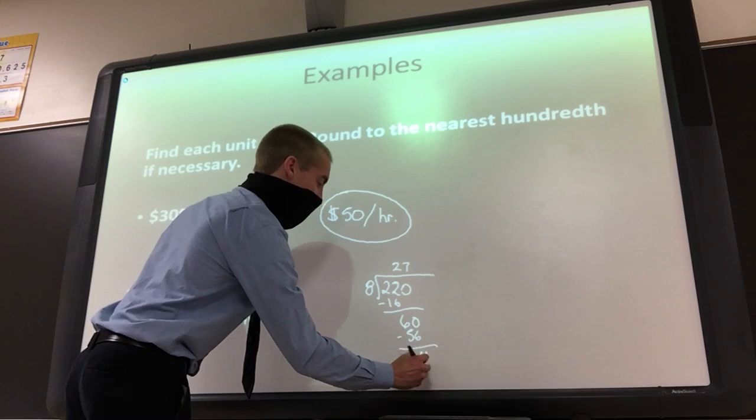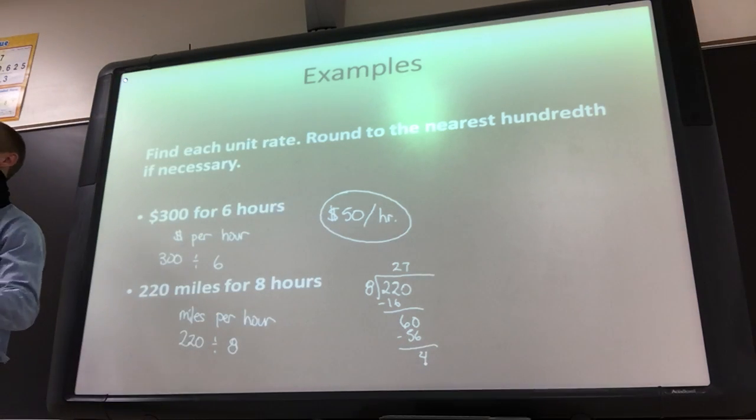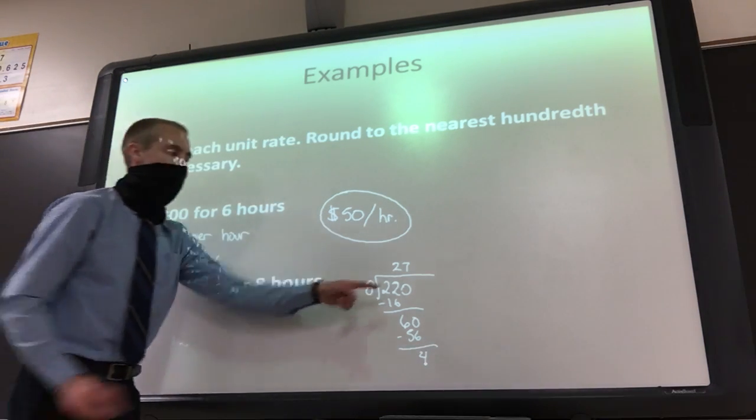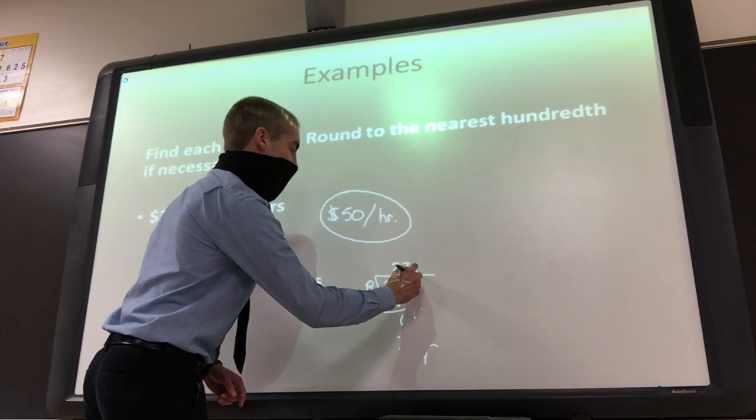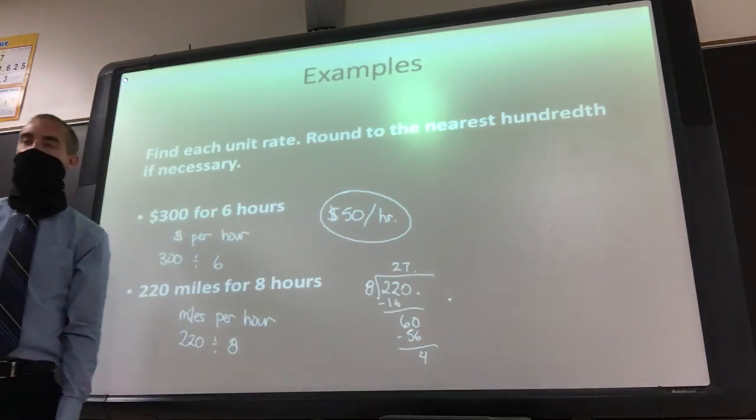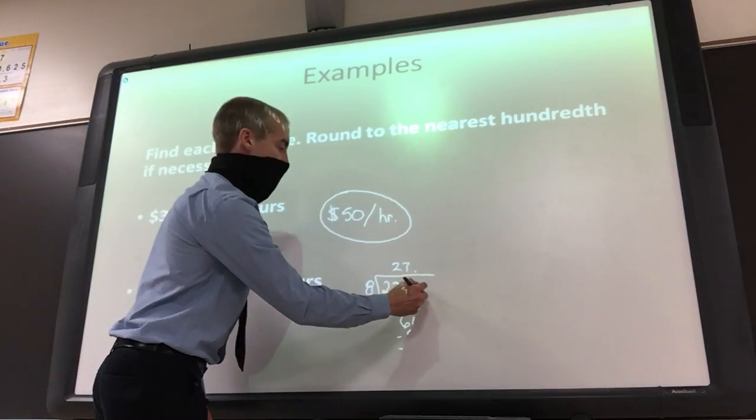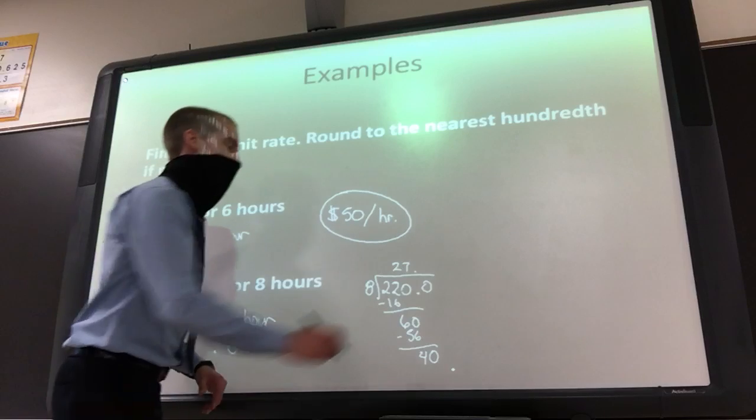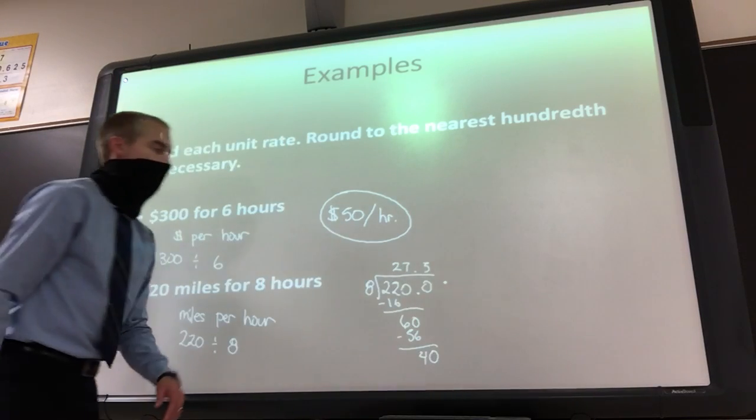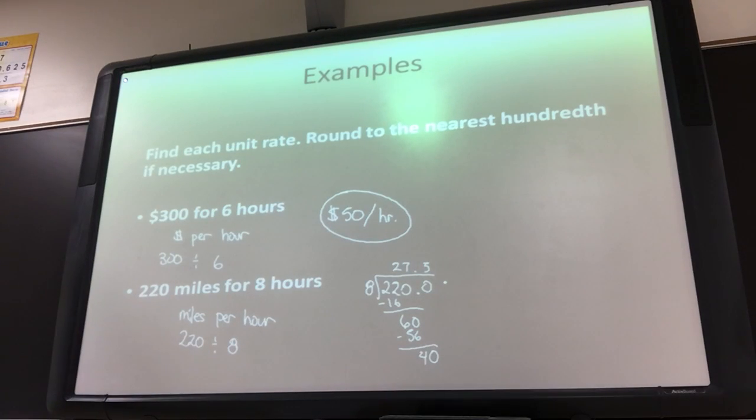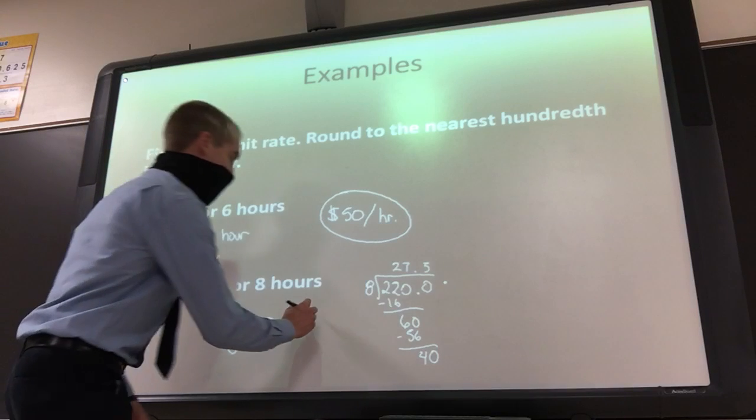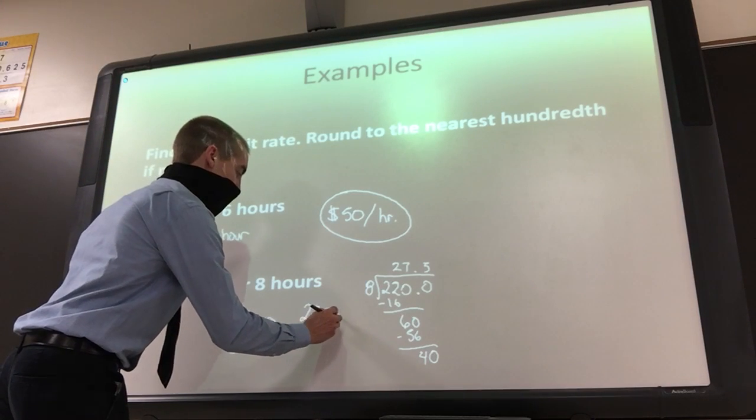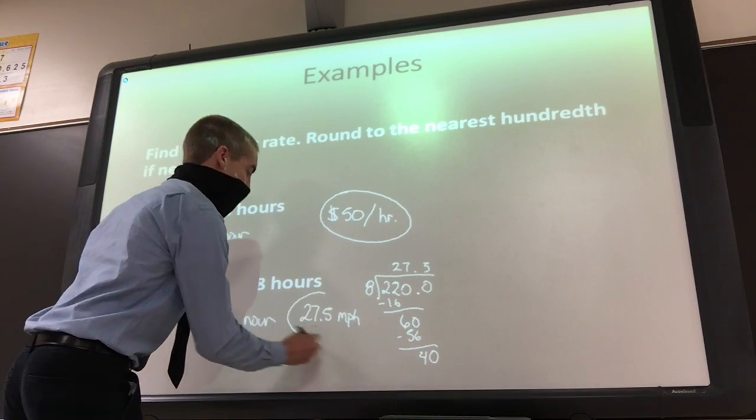And instead of leaving a remainder of 4, we want to continue to divide. So put a decimal point after this 0 and pull it up to make it after the 27. And then add a 0 and bring it down. And 8 goes into 40, 5 times exactly. So our answer is going to be 27.5. So with this one, we want to make it as exact as possible, so keep it as 27.5. It's going to be 27.5 miles per hour. We're just going to write MPH.